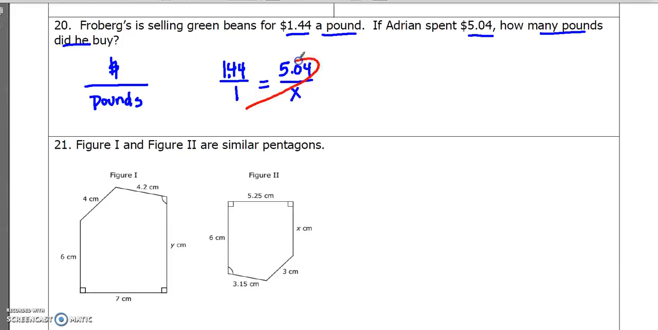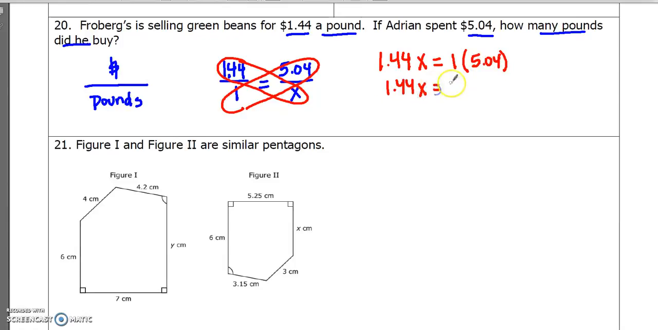It's a proportion, so I'm going to cross multiply. So I have $1.44 times x equals 1 times 5.04. So I have 1.44x equals 5.04. So to solve, I just have to divide. I'm going to divide by 1.44 on both sides.